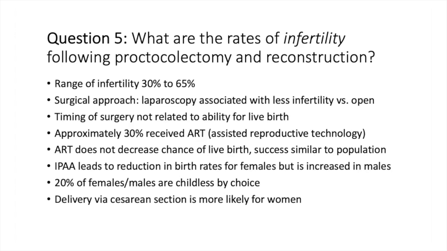ART did not decrease the chance of live birth, and the success rate was similar to that of the general population when utilized. Ileal pouch anal anastomosis leads to reduction in birth rates for females, but potentially an increased rate for males. 20% of males and females were childless by choice, and delivery with cesarean section was more likely.